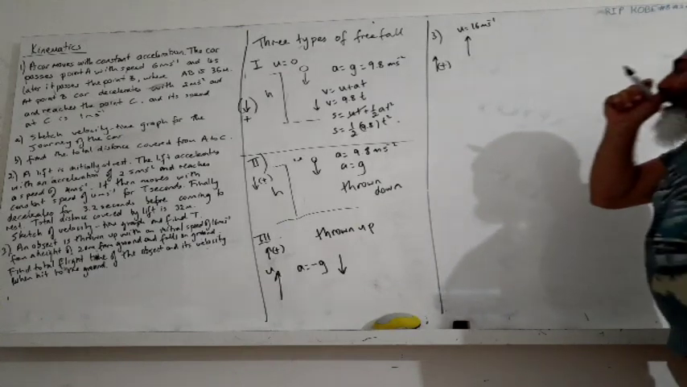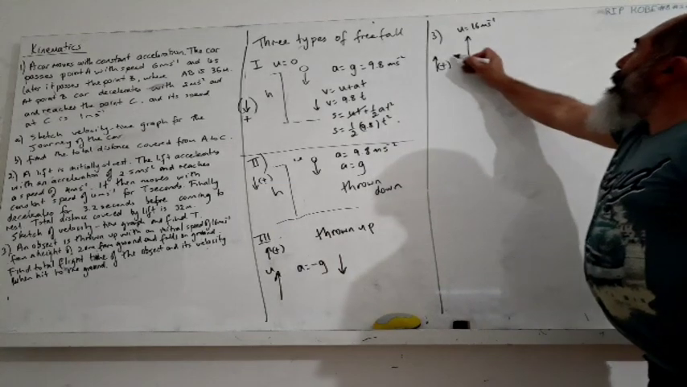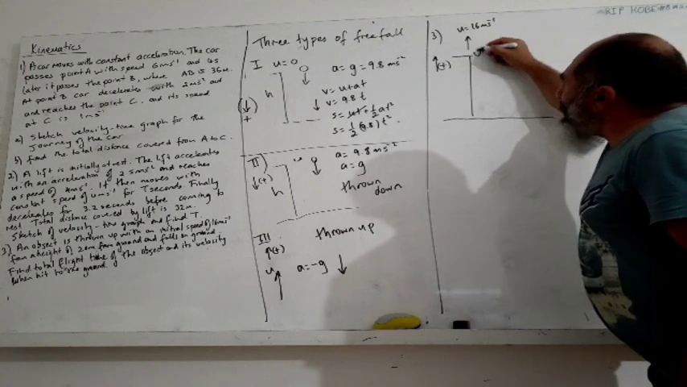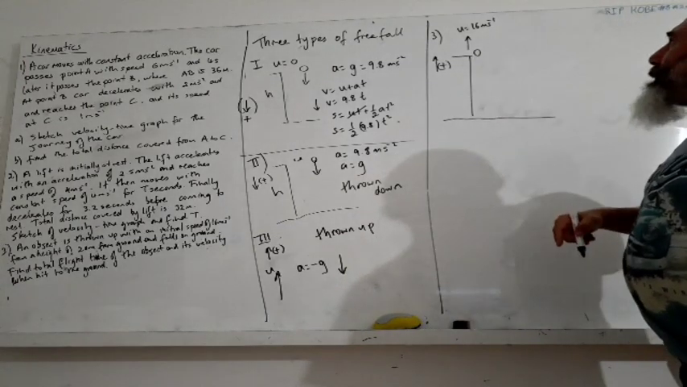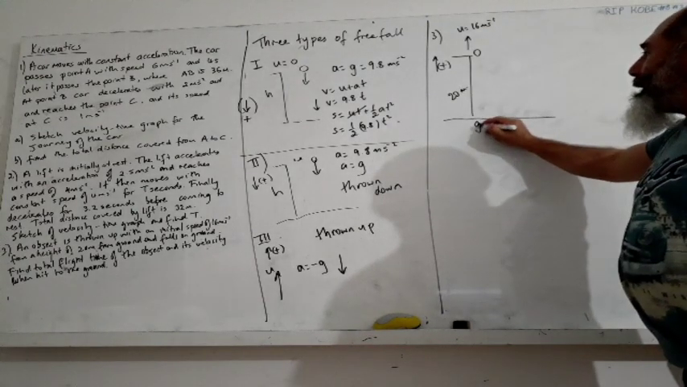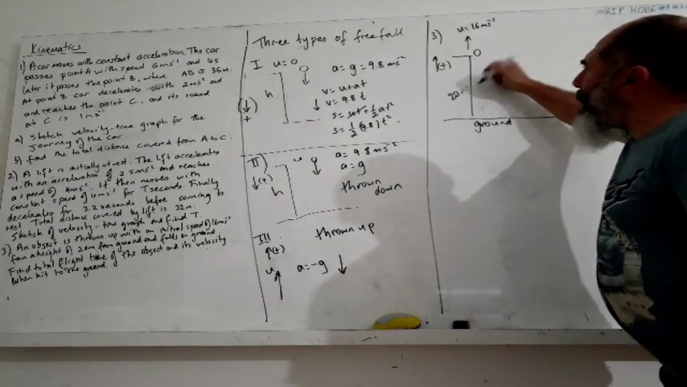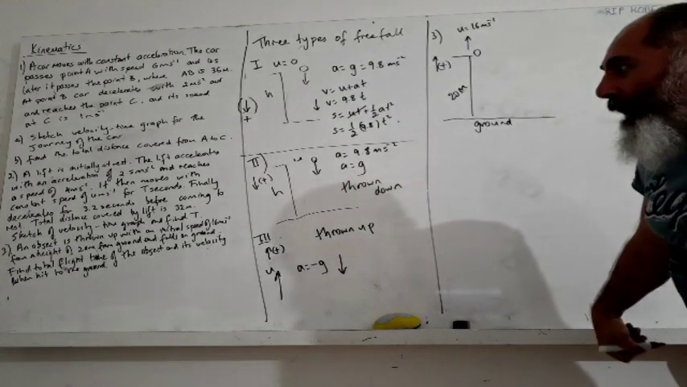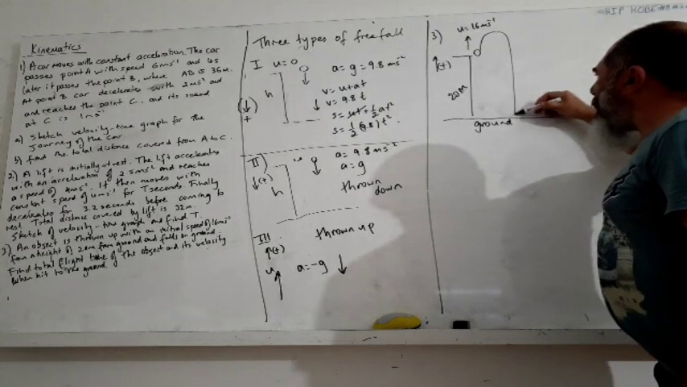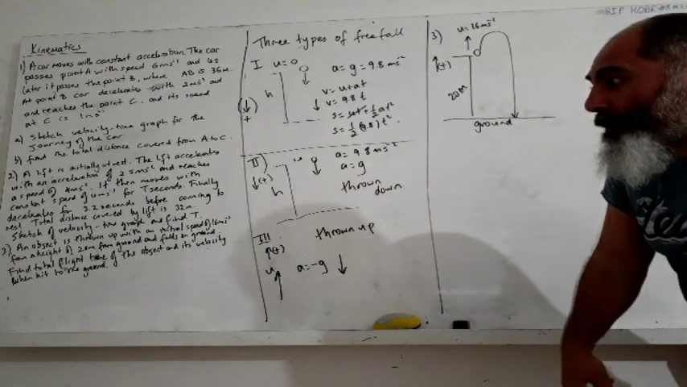From a height of the object from ground, this is our object, from ground is 20 meters. This is the ground. Object is at that point which is 20 meters above from the ground. And then moves up and comes down. Comes on the ground. And what is the acceleration here?